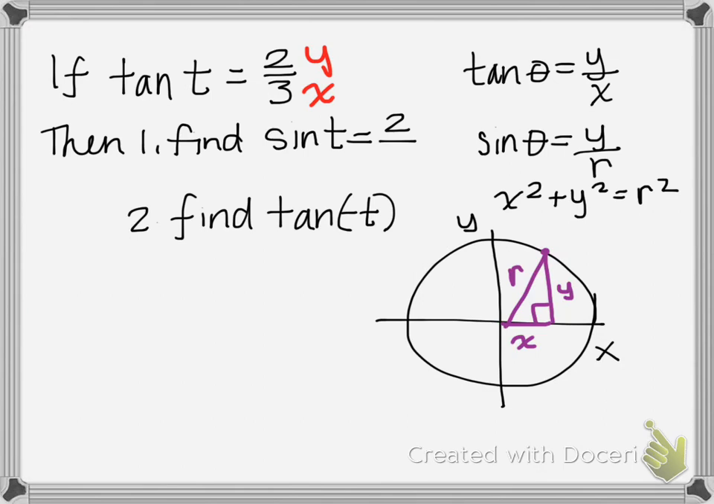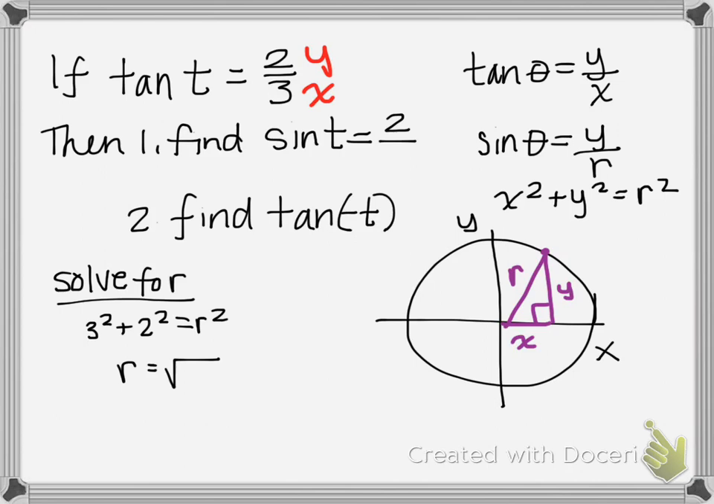So for this problem, if we solve for r, we have x squared, 3 squared, plus y squared, 2 squared, equal to r squared. So we get r is equal to the square root of 13. And now I can fill in for this sine t here. So I got 2 over rad 13. Okay, so that's the first part of the problem.